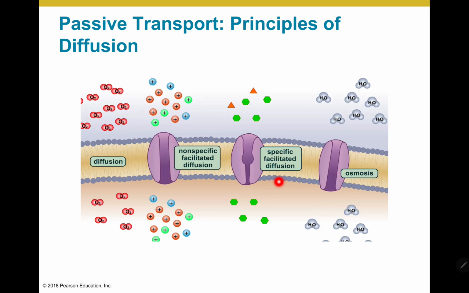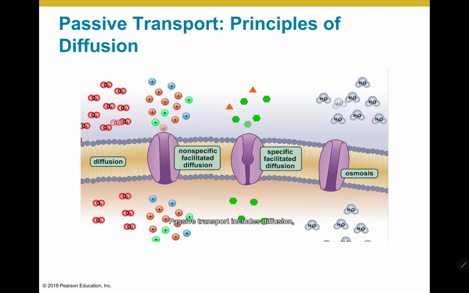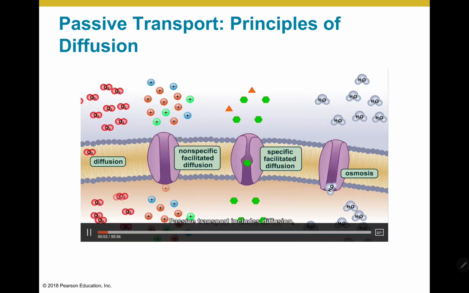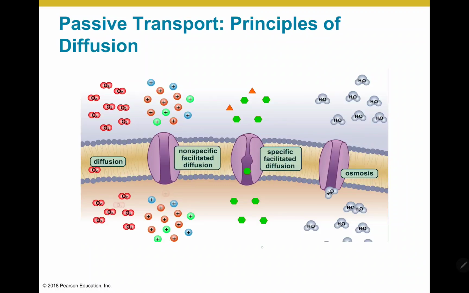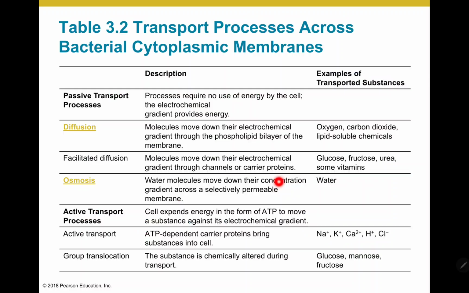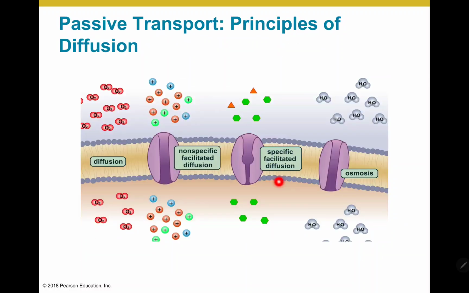So understand passive transport and the principles of diffusion. We know diffusion is just the movement of a molecule down its concentration gradient. It's going to go from an area of high concentration to an area of low concentration. Passive transport includes diffusion. Facilitated diffusion is essentially the same thing. We're just using a carrier protein that helps to facilitate the movement. And again, osmosis is the movement of water down its concentration gradient, okay?